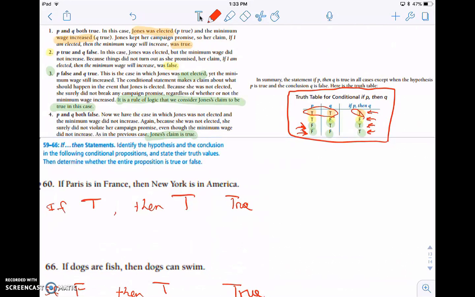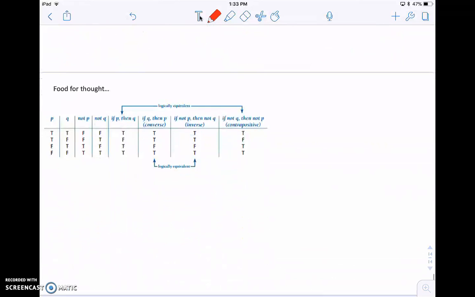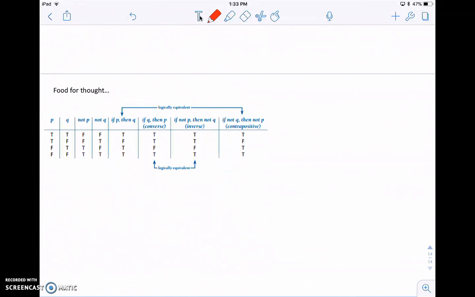Okay, so that's a look at the if-then statements. Here's the truth table again. Here is something good to remember: the only time it's false is when you start with a true statement and your conclusion is false, and that's a false statement on the conditionals. Now, just a little bit of food for thought when you look at these truth tables. This is not something you're going to be doing in this lesson, but just know that these truth tables can get more complex.